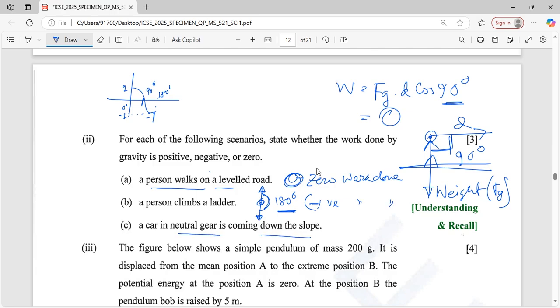A car in neutral gear is coming down the slope. If you see the diagram, the car's weight is downward, the force due to gravity is downward, and the displacement is also downward. So the angle is 0 degree. So cos 0 is 1, that is positive work done.